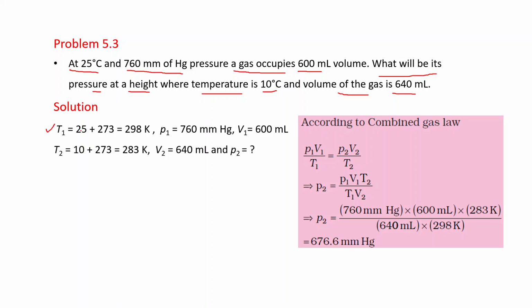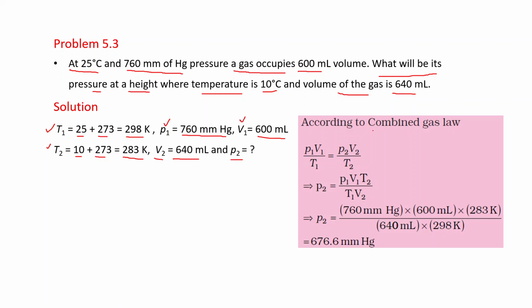Temperature T1 is given as 25 degrees Celsius. This is given in degrees Celsius. Convert this into Kelvin by adding 273. You will get 298 Kelvin. And at this temperature, pressure P1 is 760 mm mercury, and volume V1 is 600 ml. Then temperature T2 is 10 degrees Celsius. Convert this into Kelvin by adding 273. You will get 283 Kelvin. And at this temperature, volume is 640 ml. Then we have to find out pressure P2.